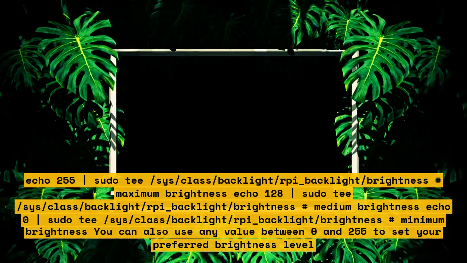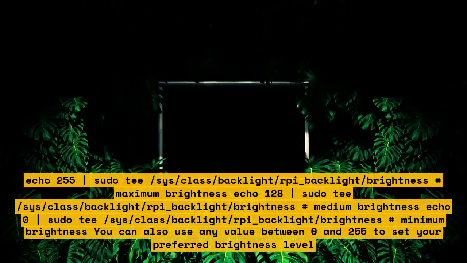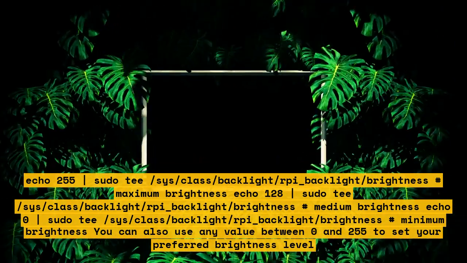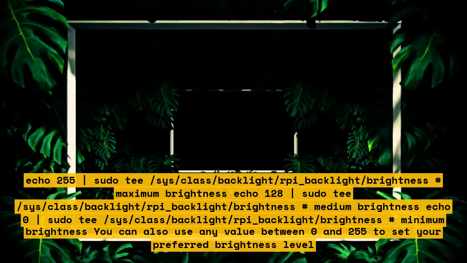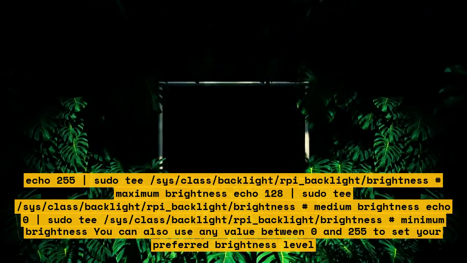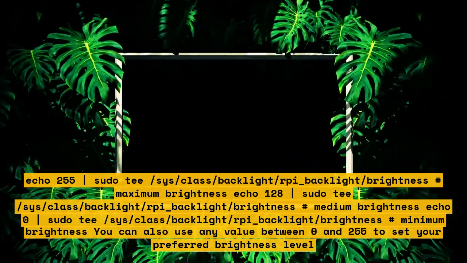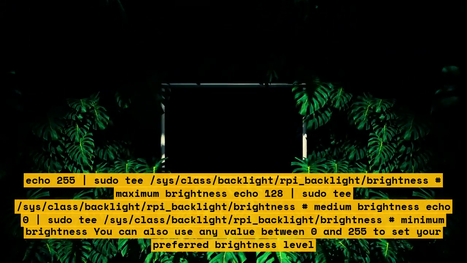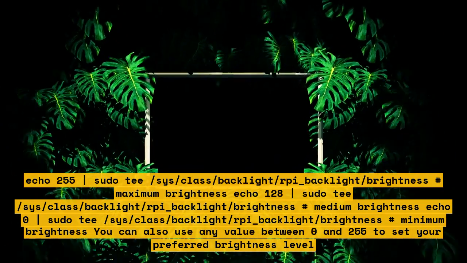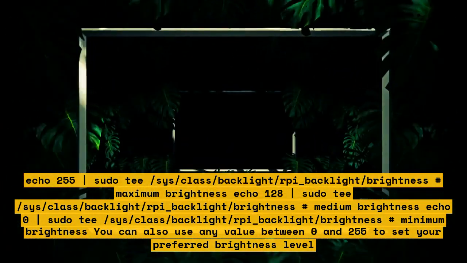echo 255 | sudo tee /sys/class/backlight/rpi_backlight/brightness, for maximum brightness. echo 128 | sudo tee /sys/class/backlight/rpi_backlight/brightness, for medium brightness. echo 0 | sudo tee /sys/class/backlight/rpi_backlight/brightness, for minimum brightness. You can also use any value between 0 and 255 to set your preferred brightness level.